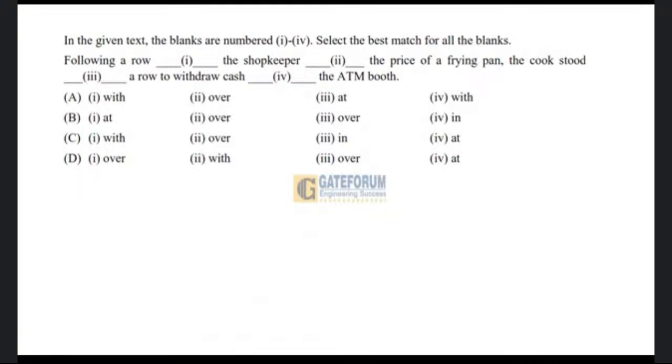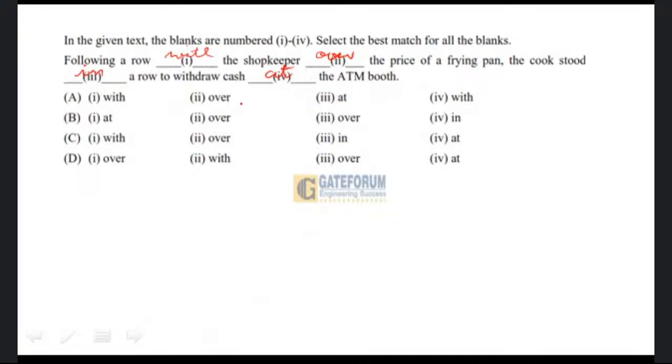So this must be with, this must be over the price of a frying pan. The cook stood in a row to withdraw cash from the ATM booth. Now, do you withdraw cash from, or do you withdraw cash at the ATM? You withdraw cash from the ATM, but you withdraw cash at the ATM booth. You do not withdraw cash from the booth. So this is it. Let us check which option is this.